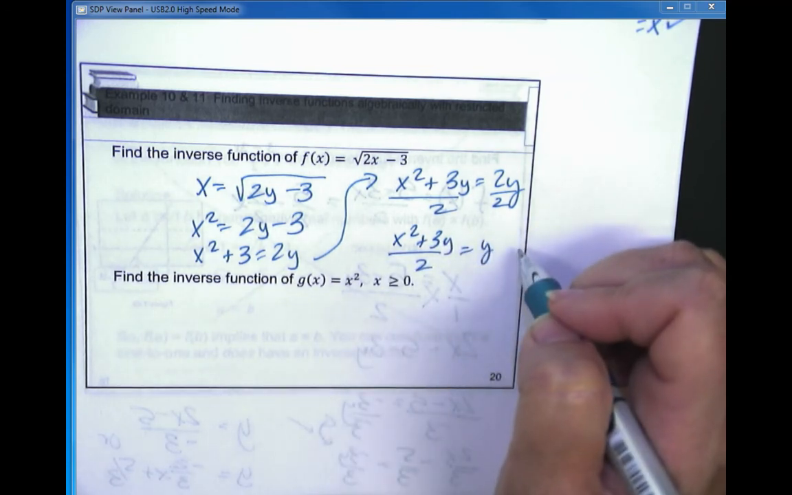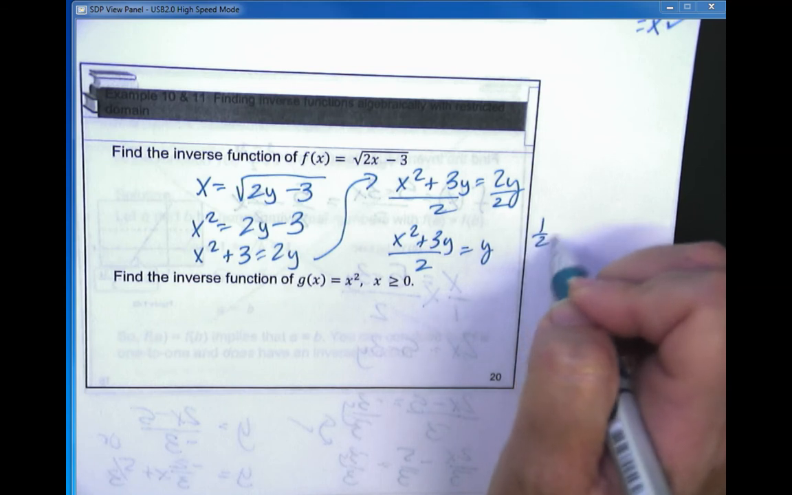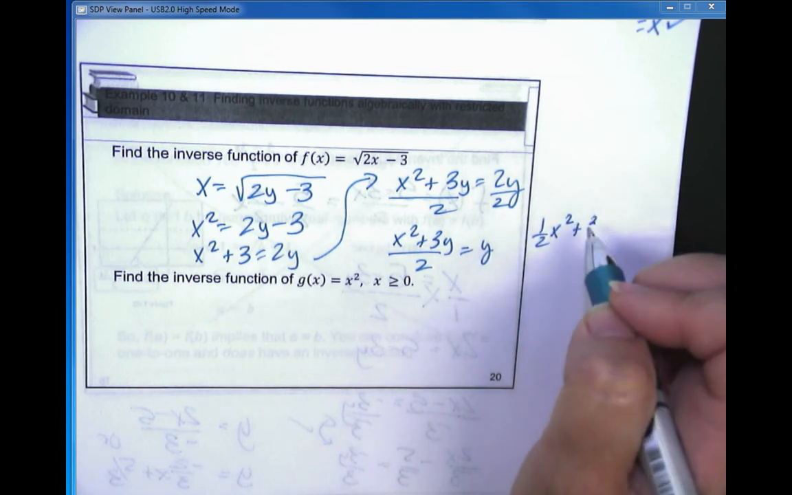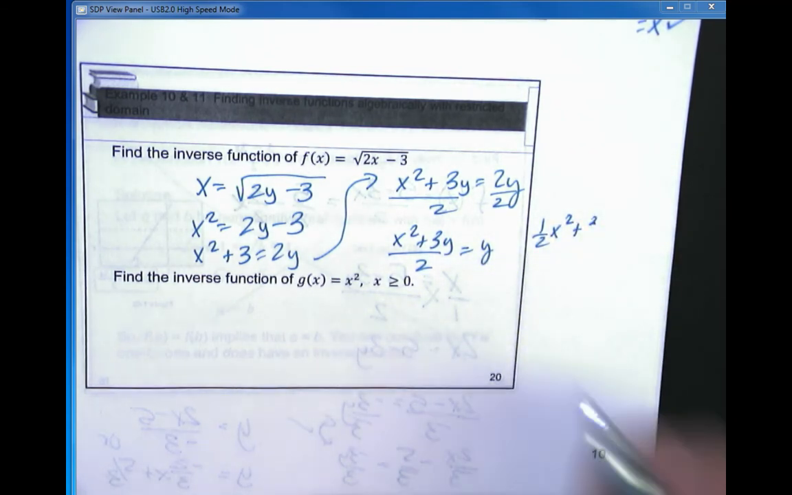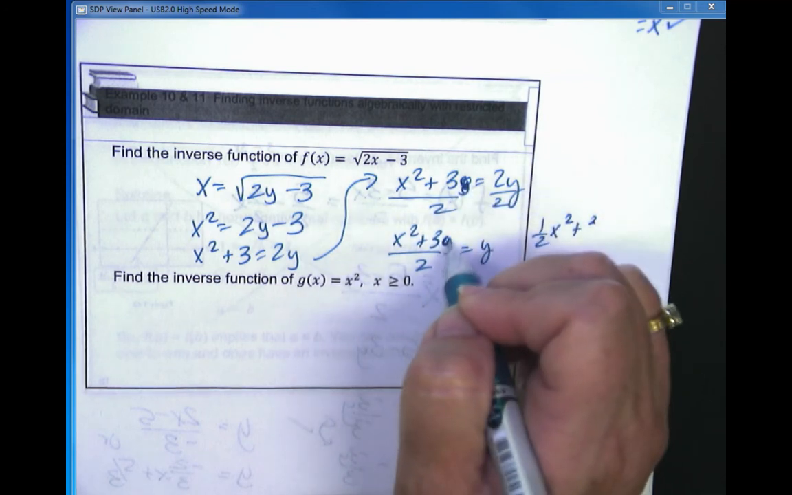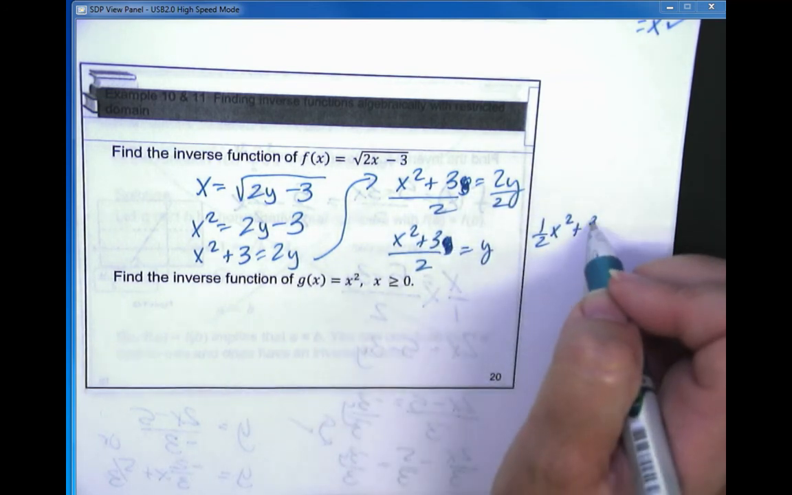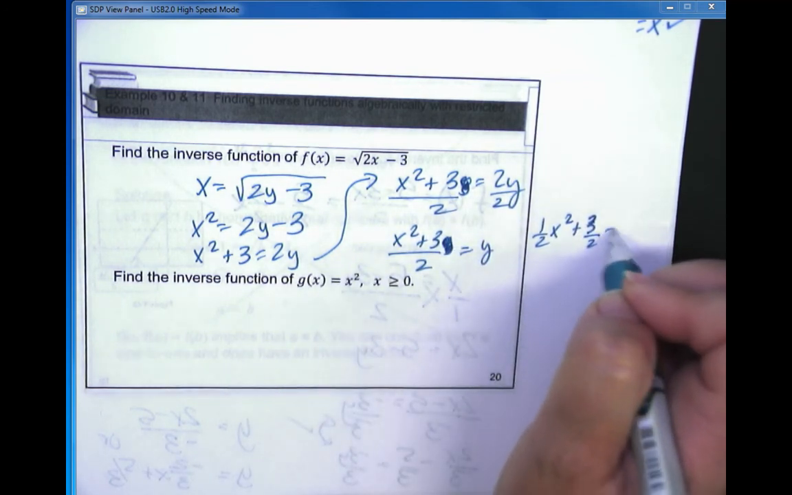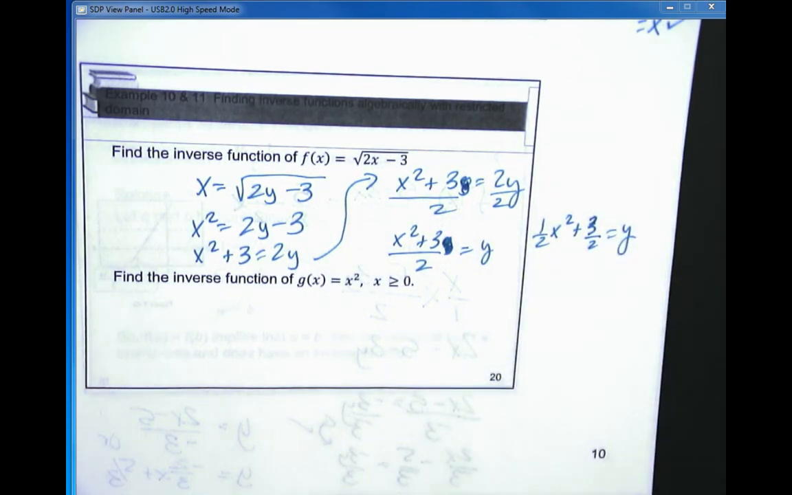So this would be an answer if you chose x squared plus 3 over 2 equals y, or what's the other way I could write it? 1/2 x squared. I lied. There's not a y somewhere. I had an extra y somewhere, didn't I? Sorry, so sorry. And then 3 over what? 2 equals y. Both of those answers are acceptable.